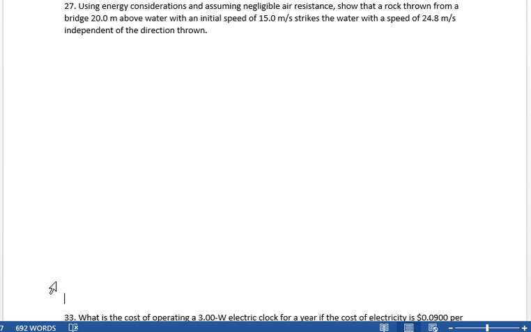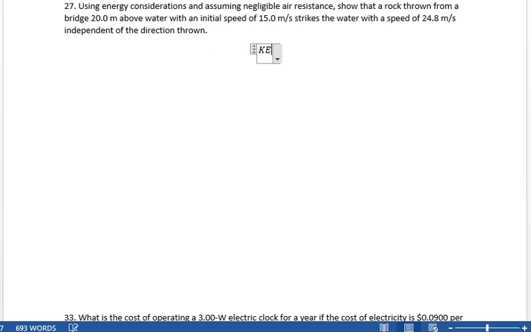All right, Chapter 7, Problem 27. Use energy considerations and ignore air resistance. Show that a rock thrown from a bridge 20 meters above the water with an initial speed of 15 meters per second strikes the water with a speed of 24.8 meters per second, independent of direction. Right? Independent of direction. So, what does this mean?